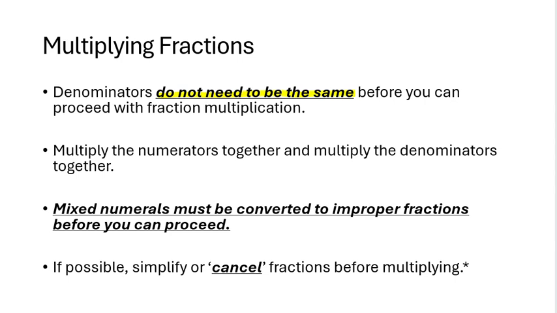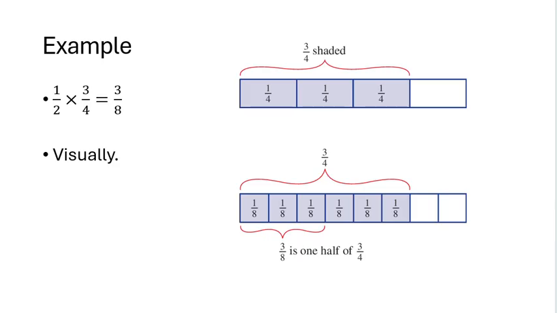Okay? So how does multiplying fractions work? So visually, this is what happens here. So I initially have 3/4. So this is the original. 3/4. I now need to find half of 3/4.